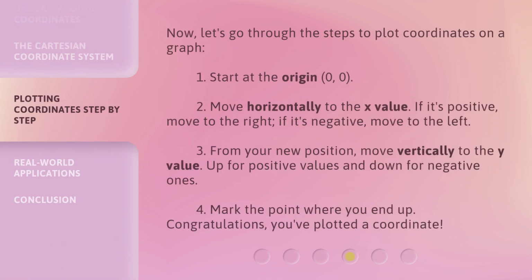Now, let's go through the steps to plot coordinates on a graph. 1. Start at the origin, (0, 0). 2. Move horizontally to the x value. If it's positive, move to the right. If it's negative, move to the left. 3. From your new position, move vertically to the y value. Up for positive values and down for negative ones. 4. Mark the point where you end up. Congratulations, you've plotted a coordinate.